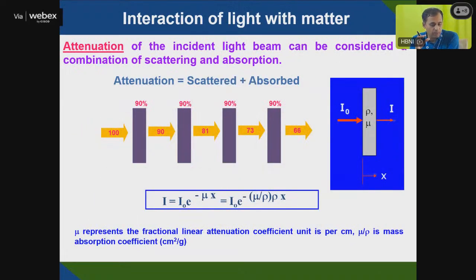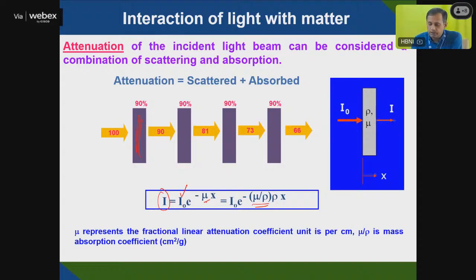Another phenomenon that occurs is attenuation, which is nothing but a combination of scattering and absorption. If you take 100% light falling on a material, and 90% is absorbed, some light is absorbed and the rest is scattered. The intensity of the attenuated light will be I0, the initial intensity, times e to the power minus mu x. That mu is the fractional linear attenuation coefficient. You can also express it as the mass absorption coefficient by dividing by the density.